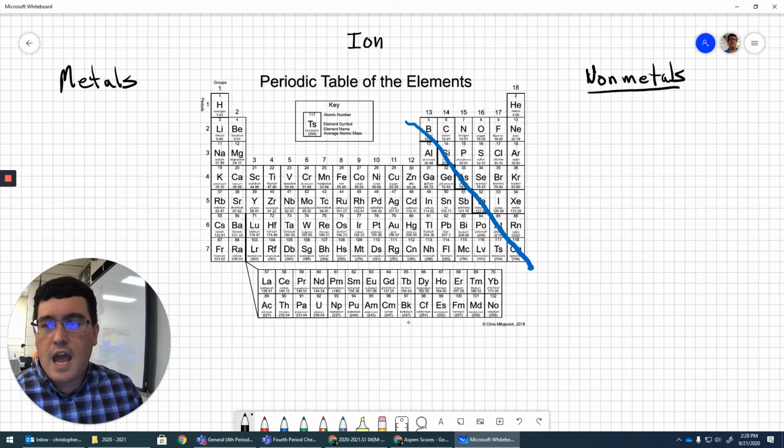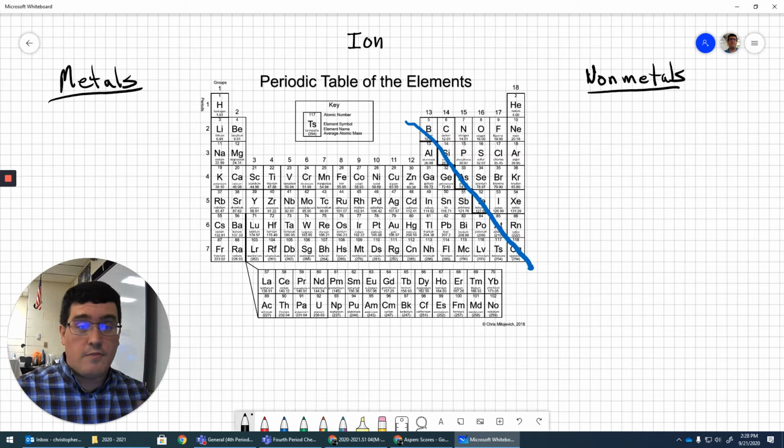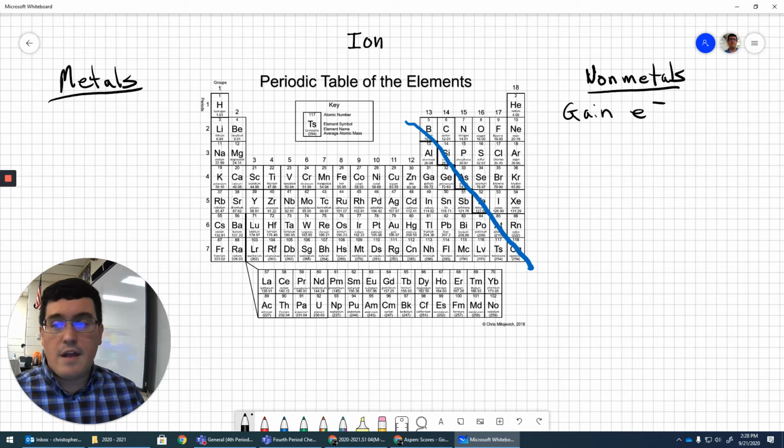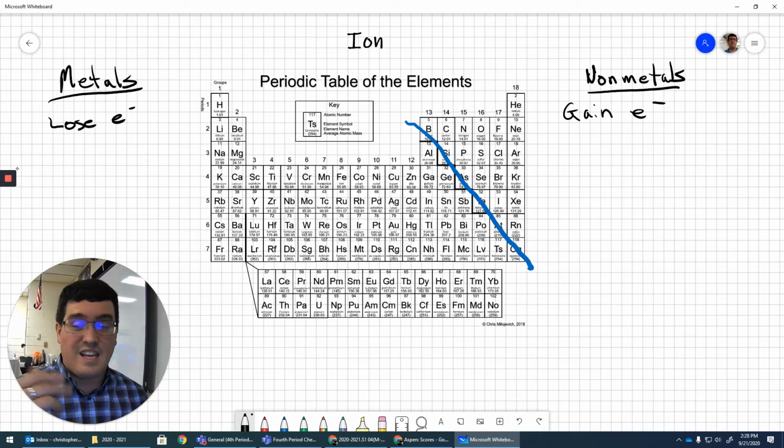And so they form two different kinds of ions. We talked about this one too. Nonmetals, if you remember, tend to gain electrons, and metals tend to lose electrons. I'm going to talk about nonmetals first because they're the easiest ones for me. To figure out what kind of charge a nonmetal forms, you look at it on the periodic table and you identify the group.